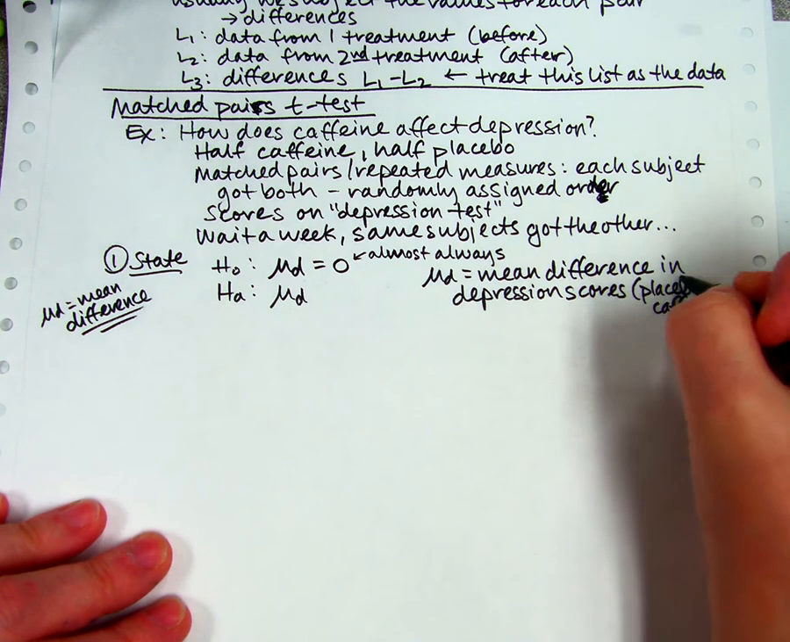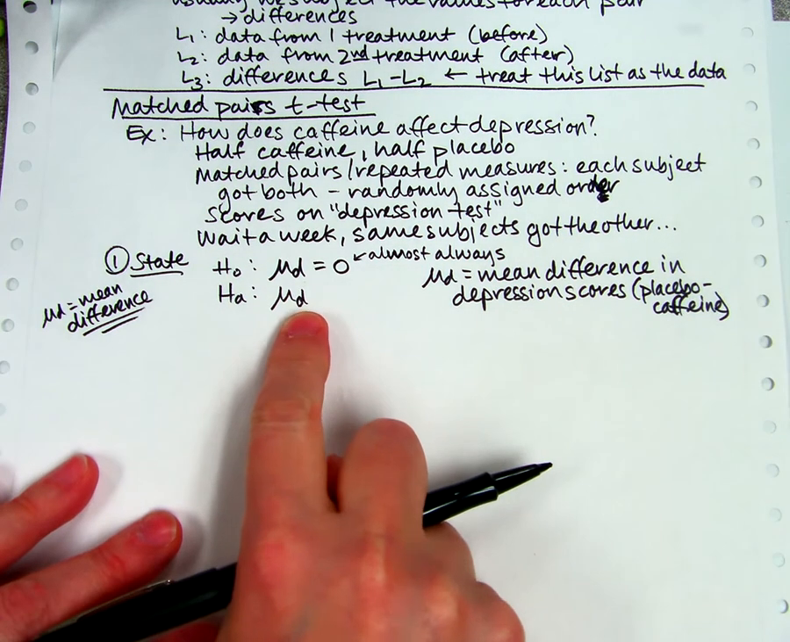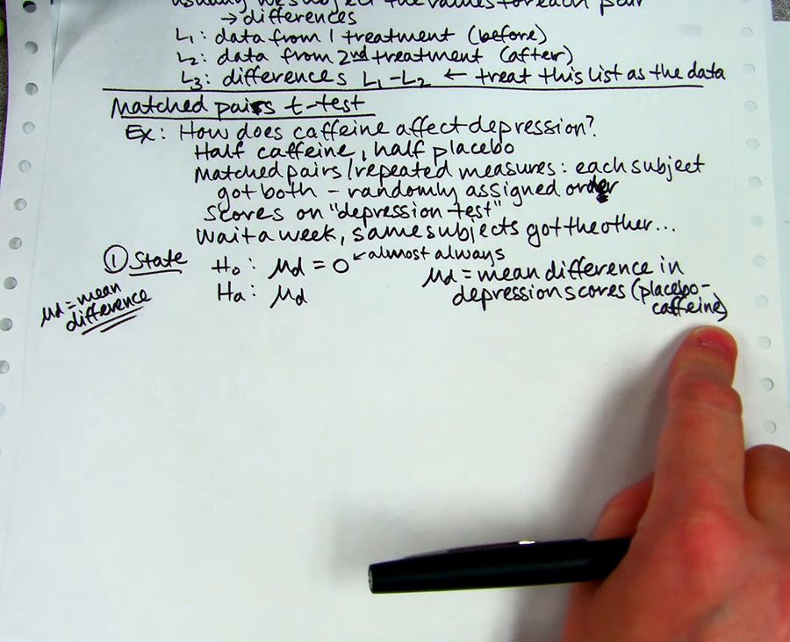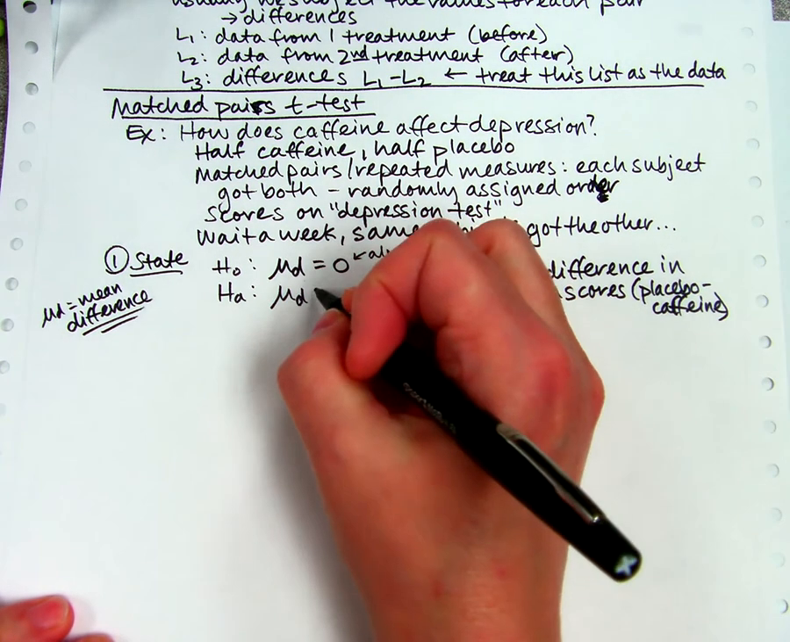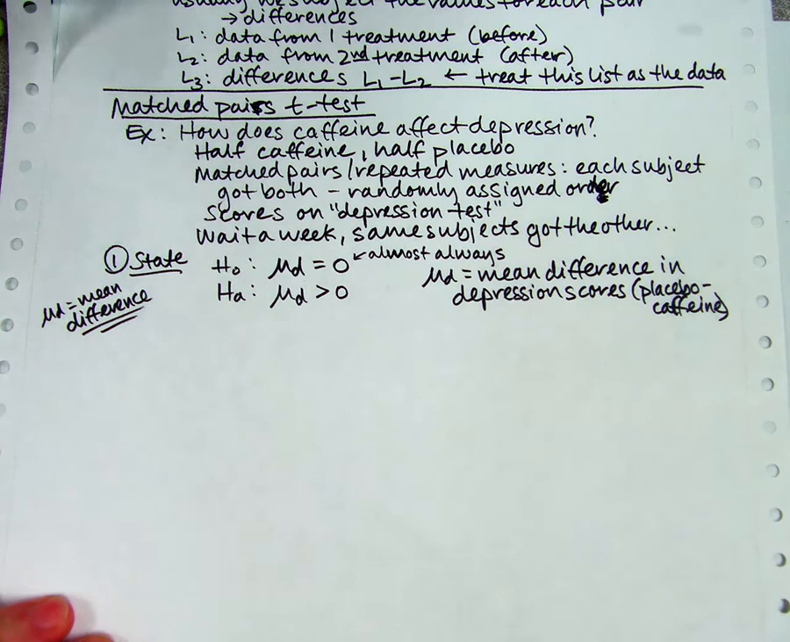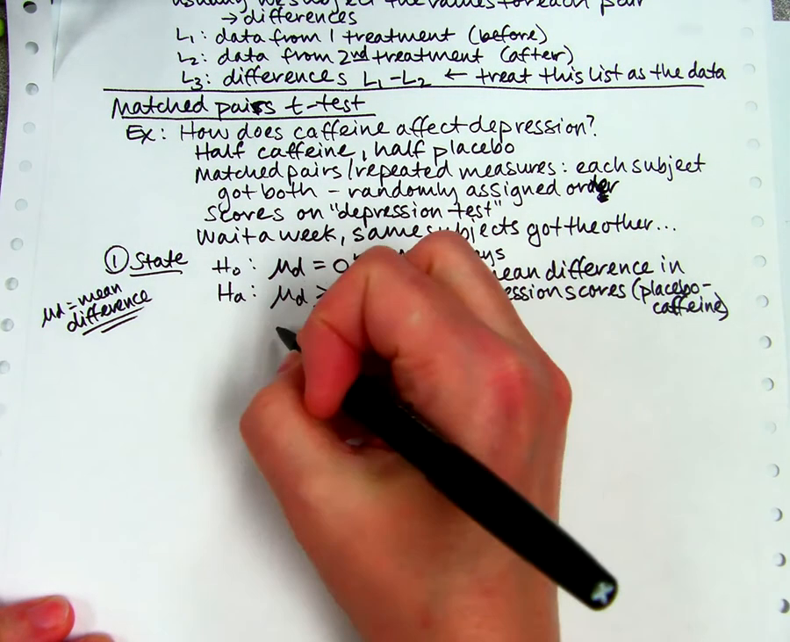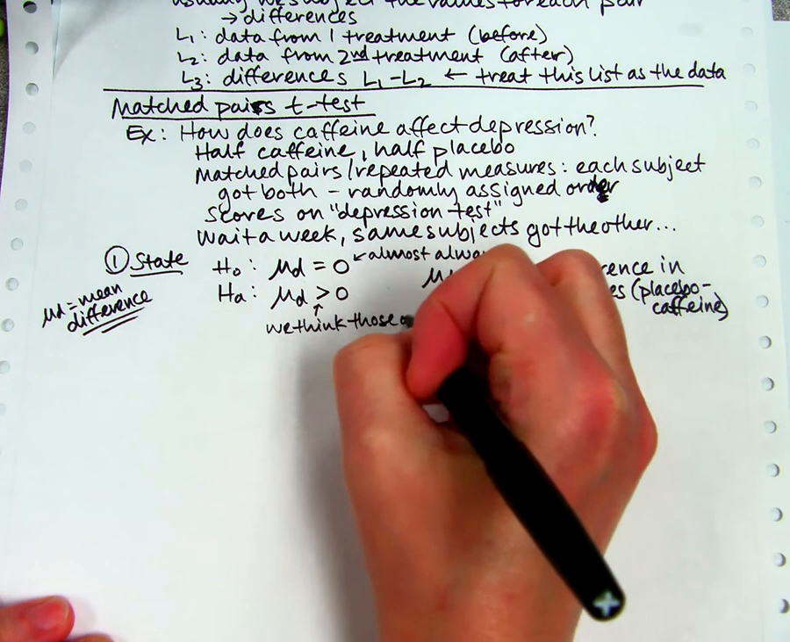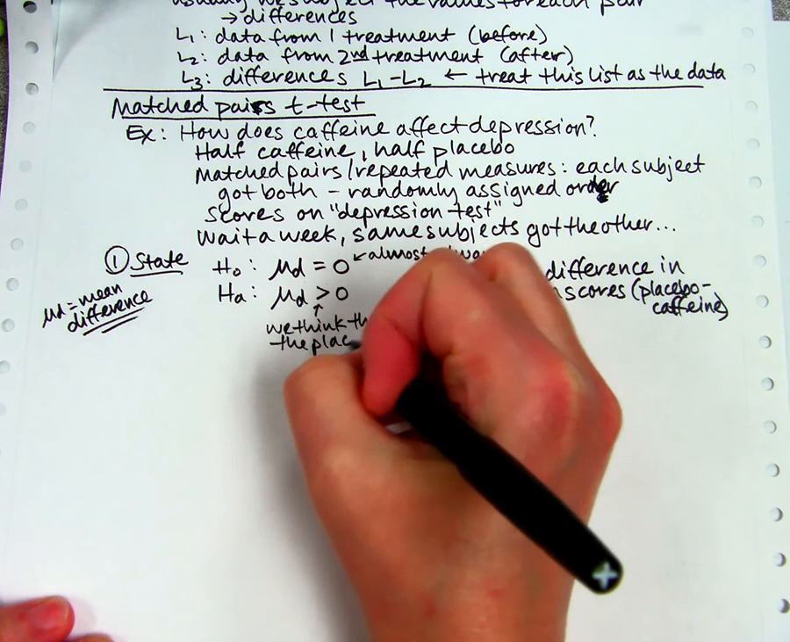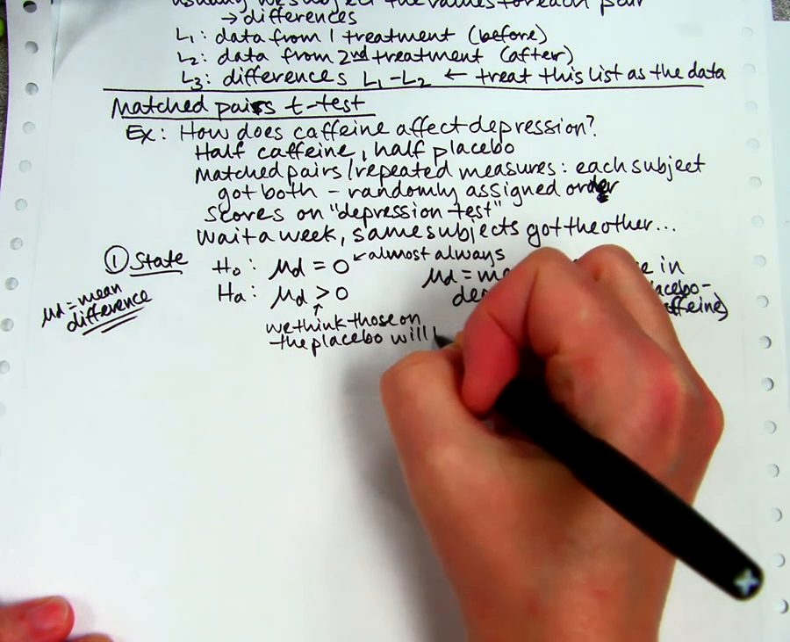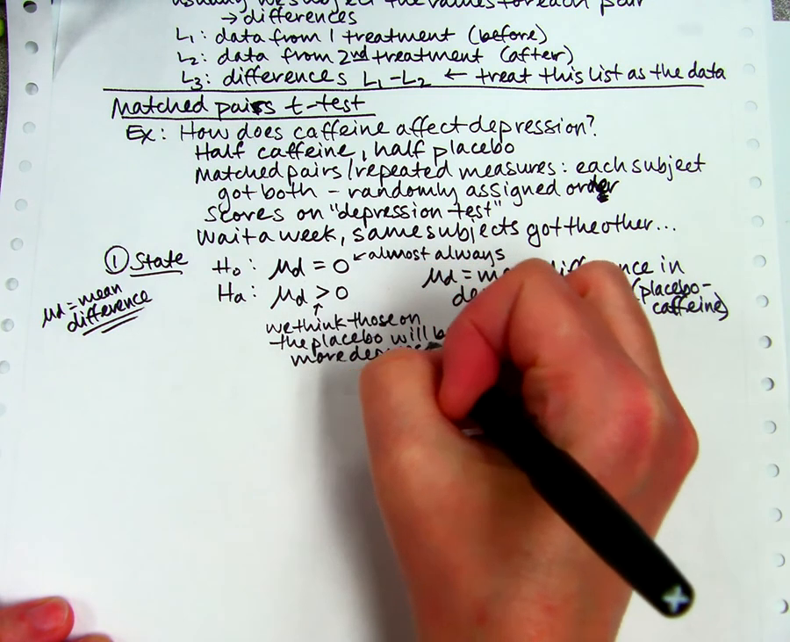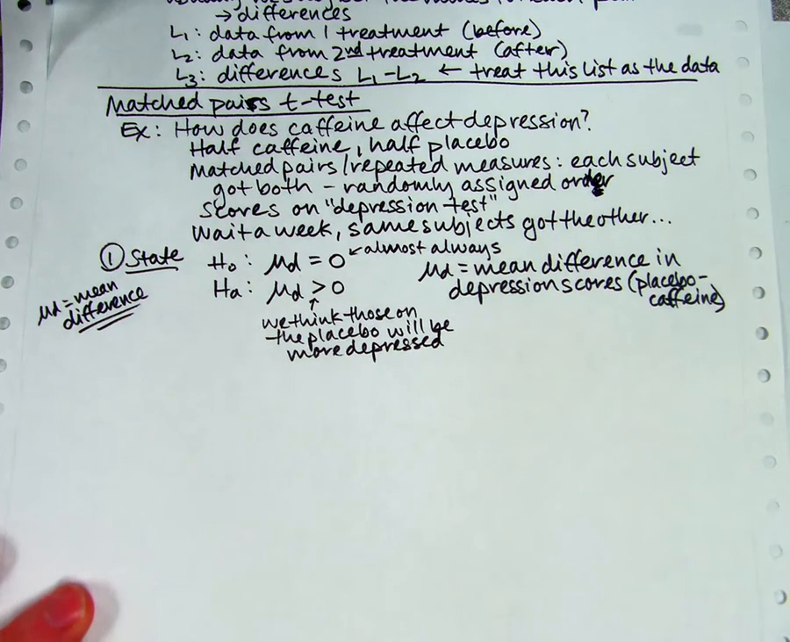So you always have to specify which direction you're subtracting because that will affect your alternate. This placebo minus caffeine, I think that the people who have caffeine will be less depressed because, hey, they're going to be happy with the caffeine. And so we're going to do an alternate of greater than 0. We think that the placebo will cause more depression. So you're always going to set up your alternate based on what you think will be true.